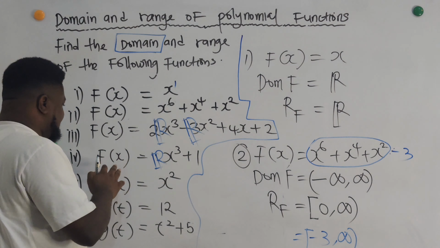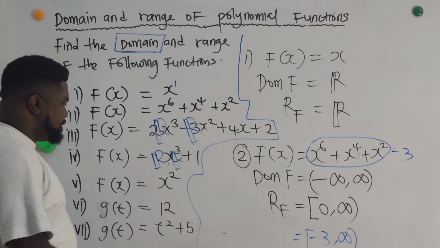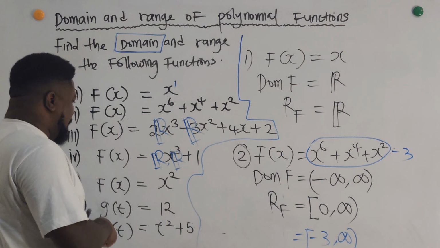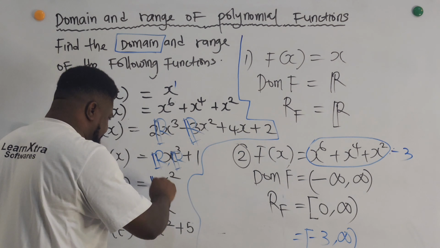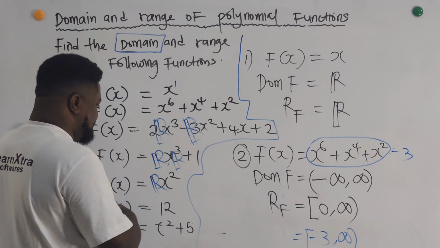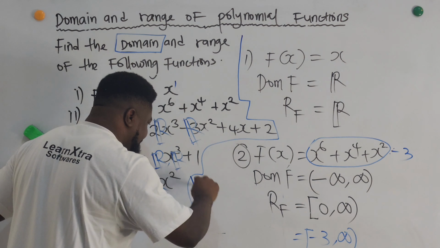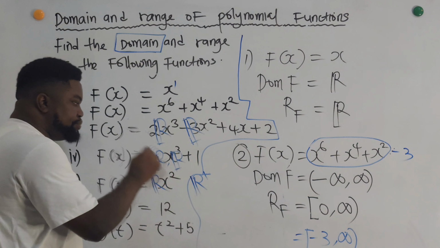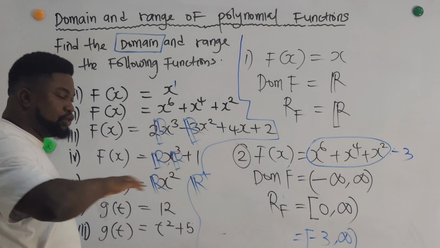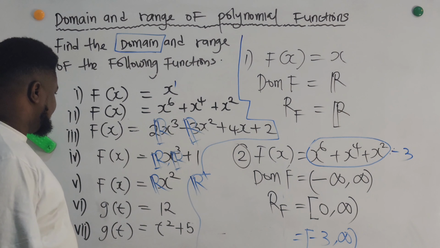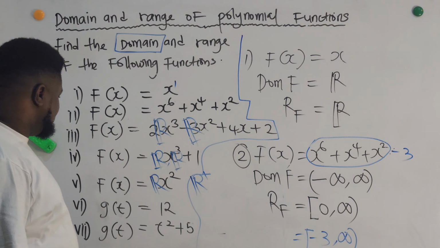Now, number 4. The function says x squared. The power here is even. Our domain is all real numbers. Yes. How about our range? Because the power is even, our range here is going to be all positive real numbers, because we can't have a negative answer, provided the powers are even all through. Alright. This is number 4.